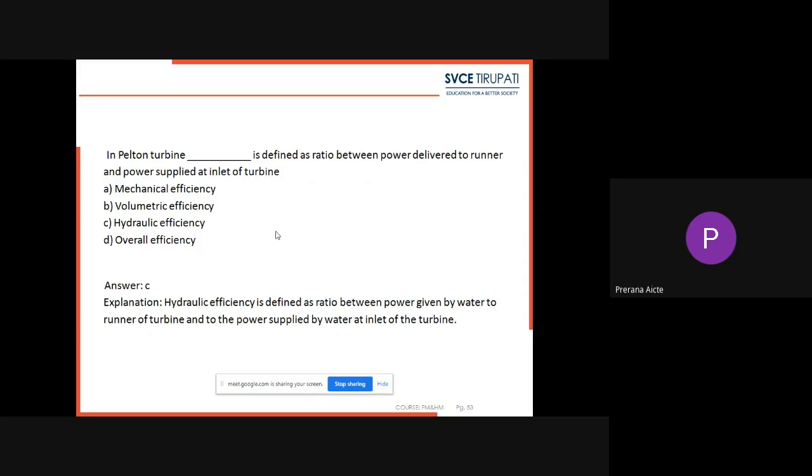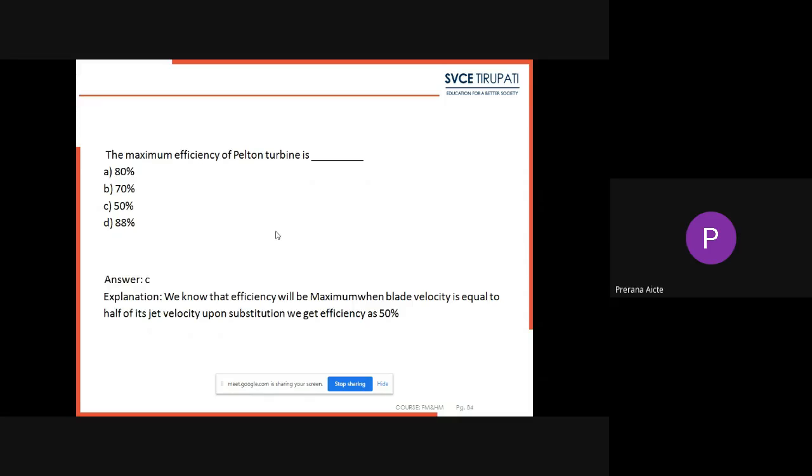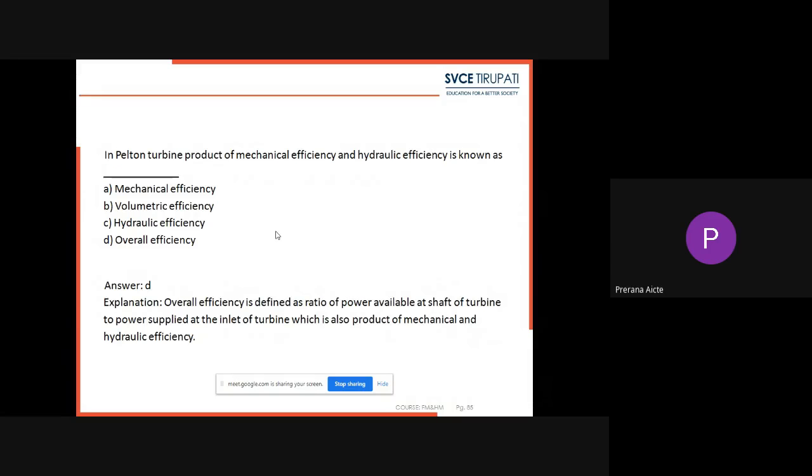Next one, in Pelton turbine, the ratio between power delivered to the runner and power supplied at inlet of the turbine is defined as hydraulic efficiency. The maximum efficiency of Pelton turbine is given as 50%. So we know that the efficiency will be maximum when blade velocity is equal to half of the jet velocity, that is U equals V by 2.